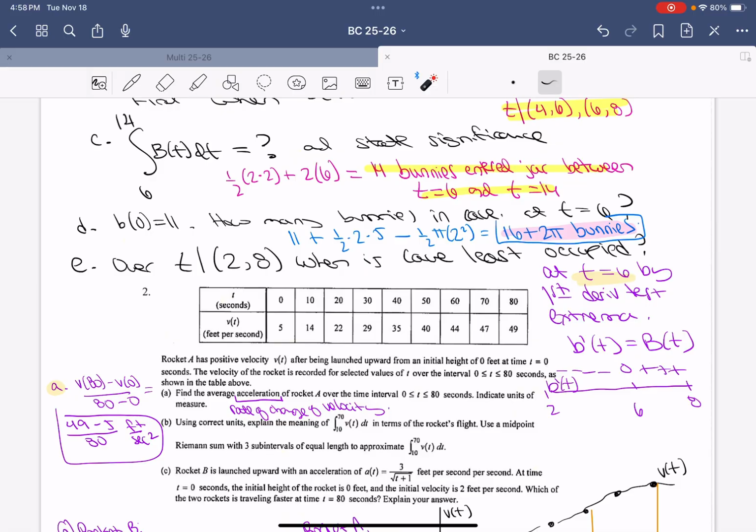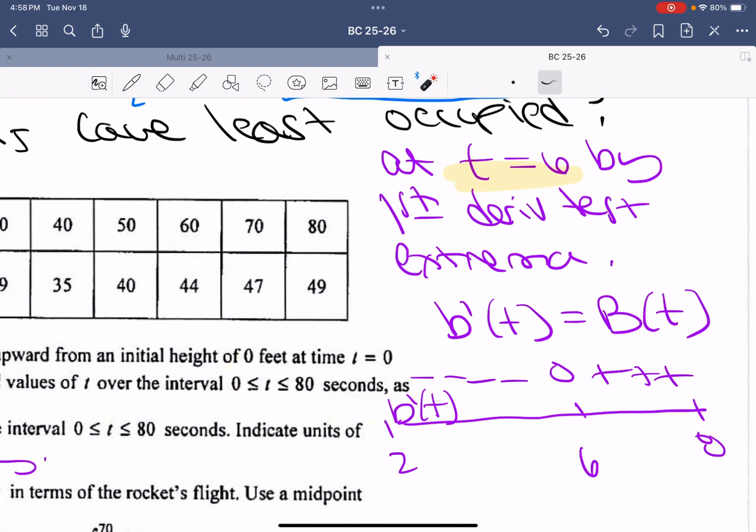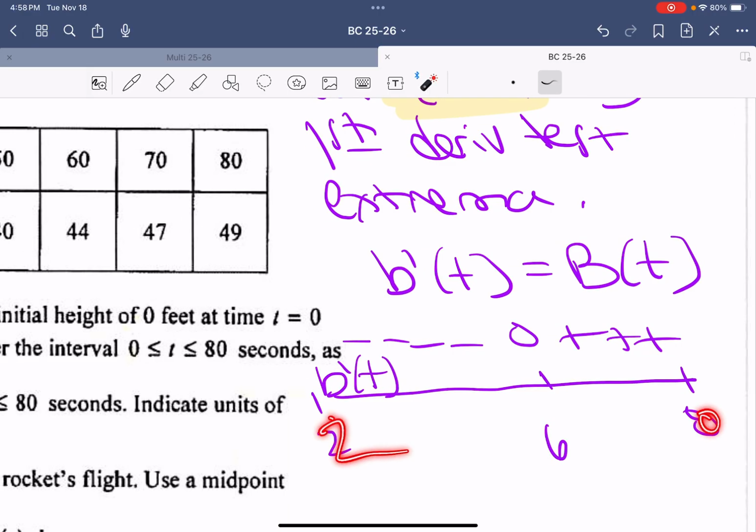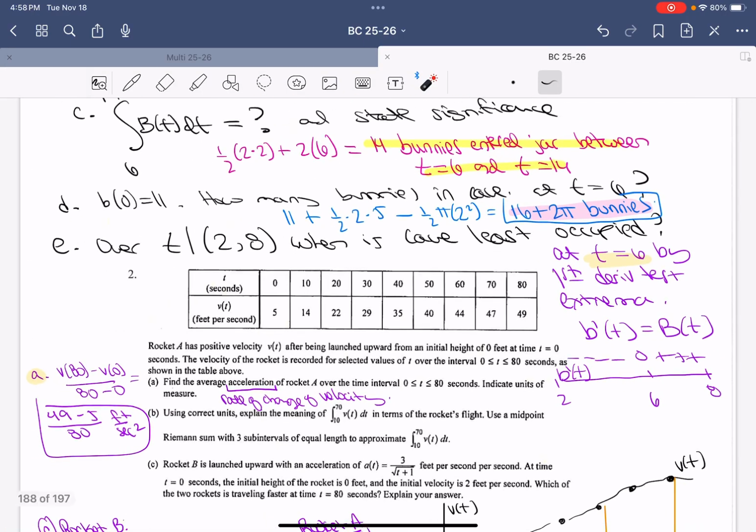Very disturbing thought. Between 2 and 8, when is the cave least occupied? That means when is little b at a minimum. And little b prime is capital B. So between 2 and 8, here is the sign analysis of little b prime. The minimum occurs here by the first derivative test for extrema.